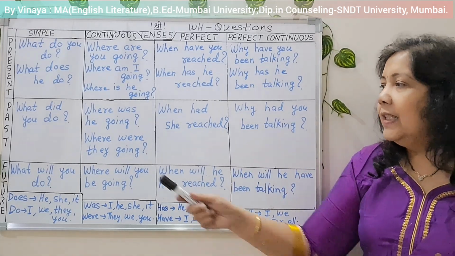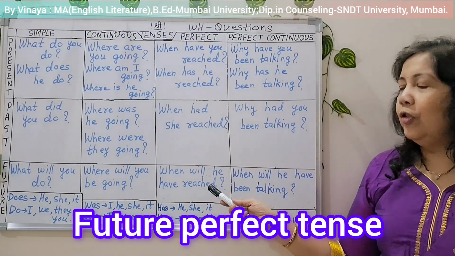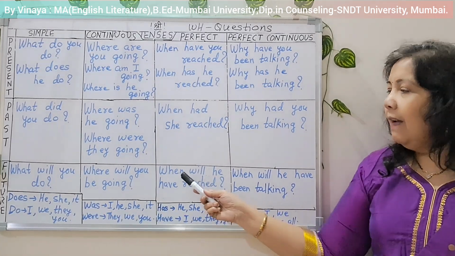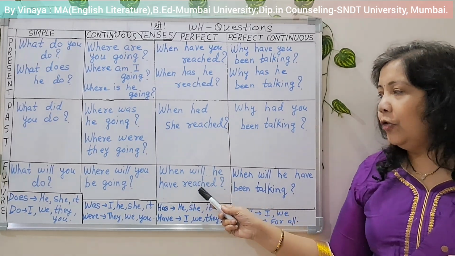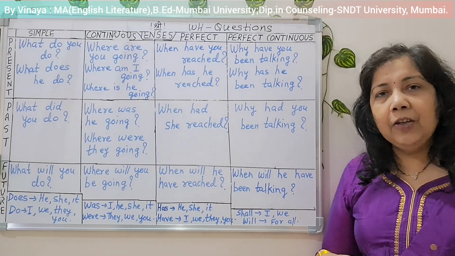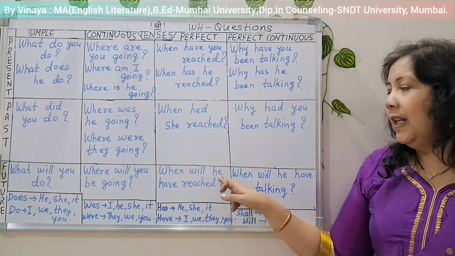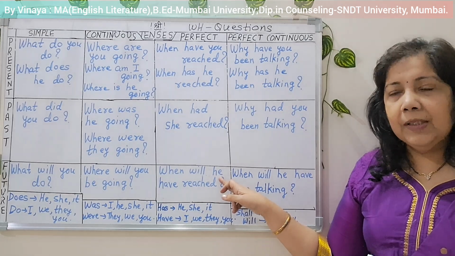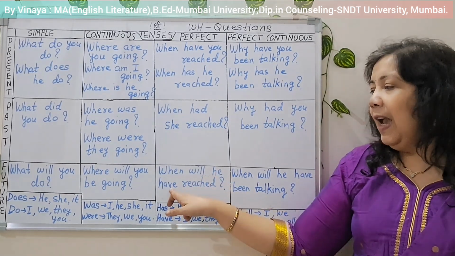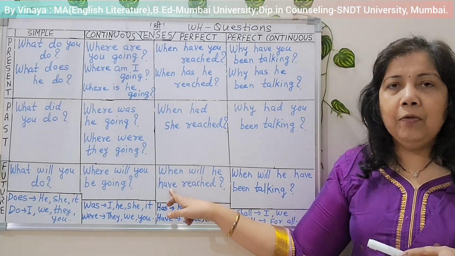Okay. Next is future perfect tense. The question is, when will he have reached? Now here WH comes first. Will plus he or she, whatever is the subject, comes. Now whatever is the subject, have remains have only. That's the main thing over here.